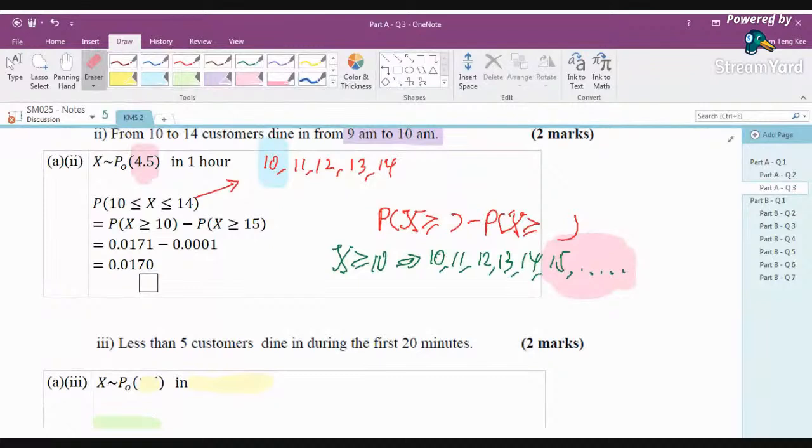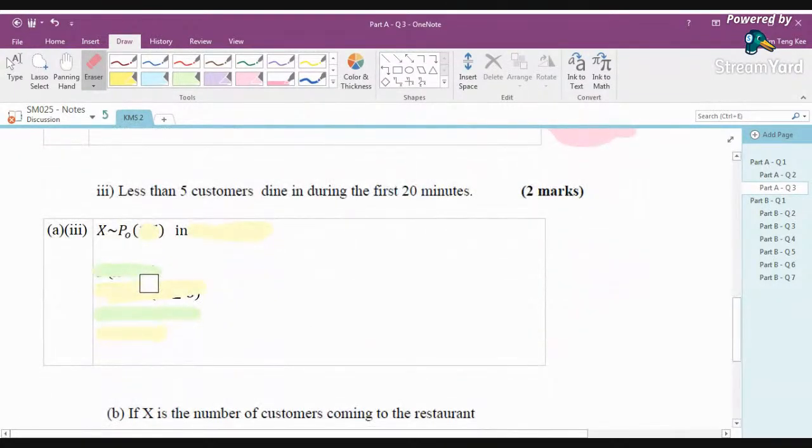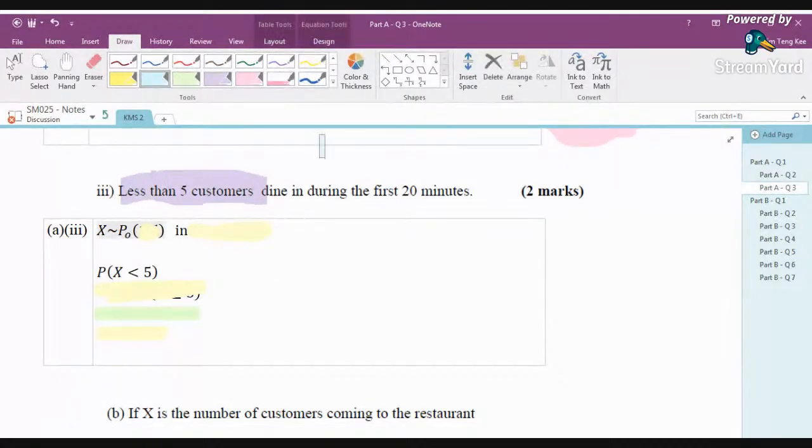Okay, next. Part 3, still talking about how many customers there, but be aware, this time the time frame has changed. Anyway, let us see. We want to find the probability such that we have less than 5 customers. So that means we are looking for the probability such that X < 5. Let us be aware, what is the time frame now? It's referred to the time frame of 20 minutes.